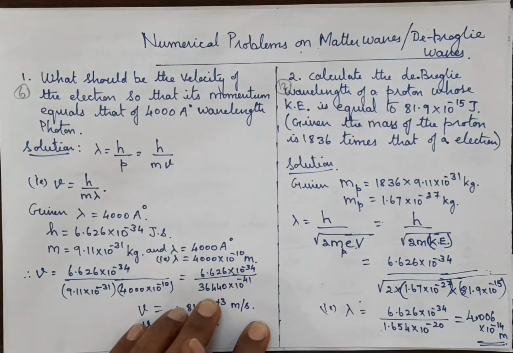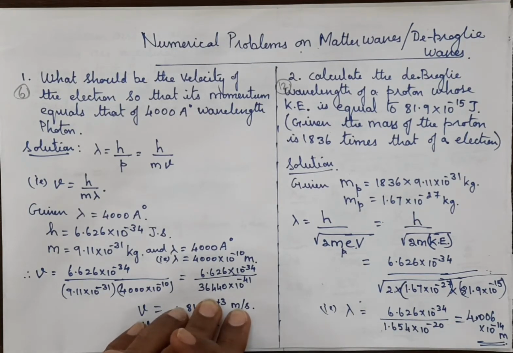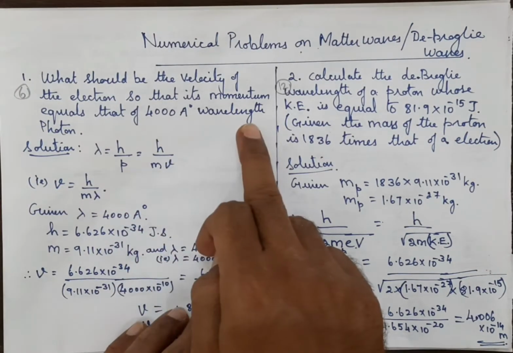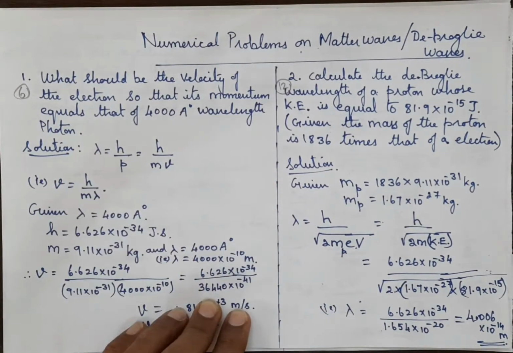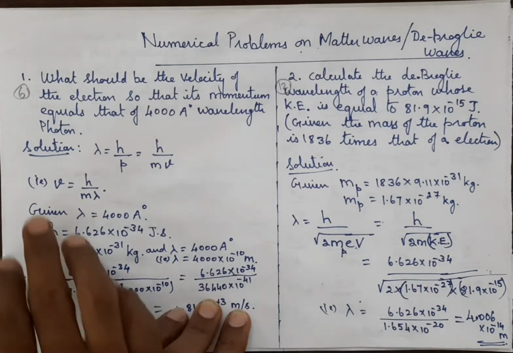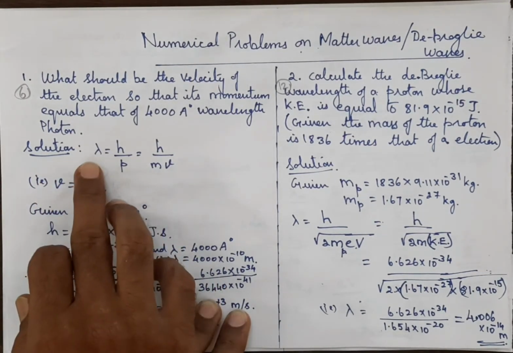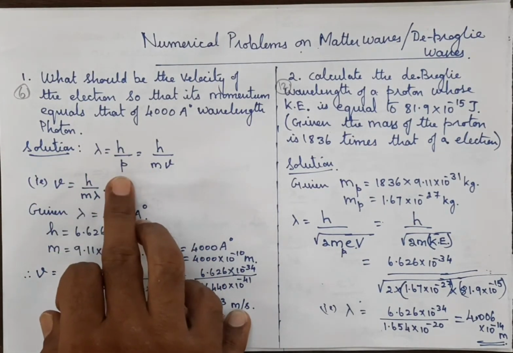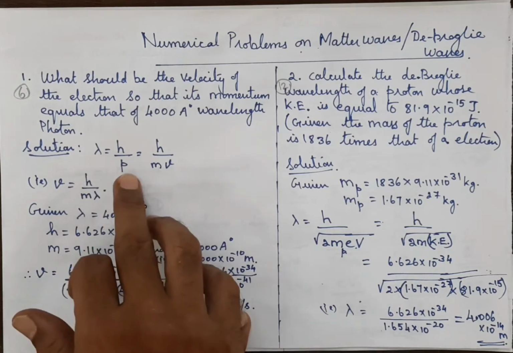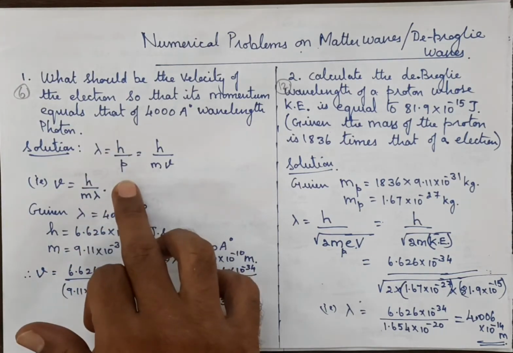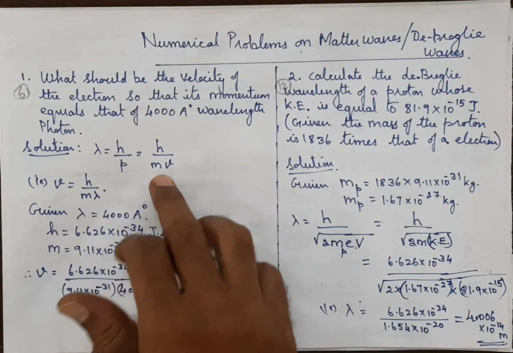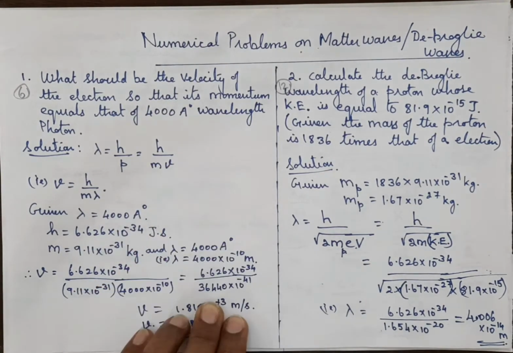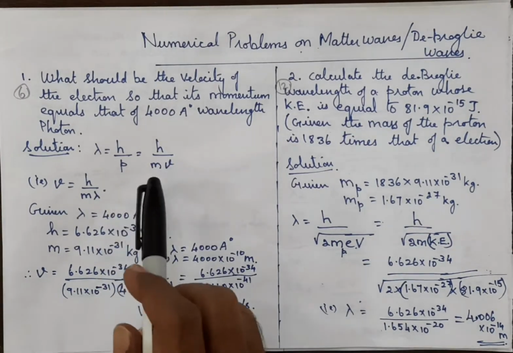What should be the velocity of the electron so that its momentum equals that of a photon of 4000 angstrom unit wavelength? So the general formula is lambda is equal to h by p for de Broglie wave. This is the basic relation. Lambda is equal to h by p, where p is the momentum, which is given by m into v.